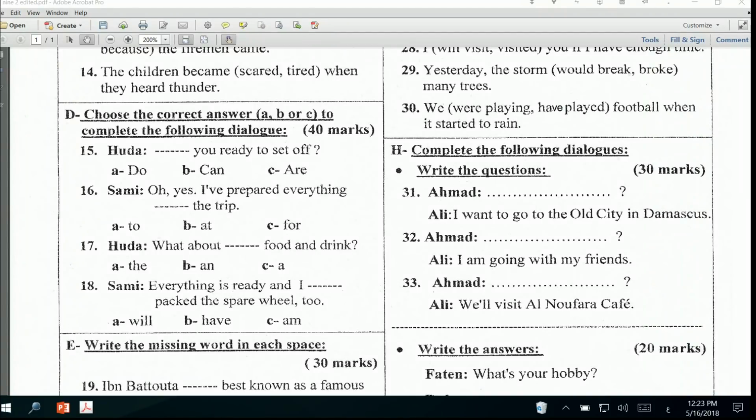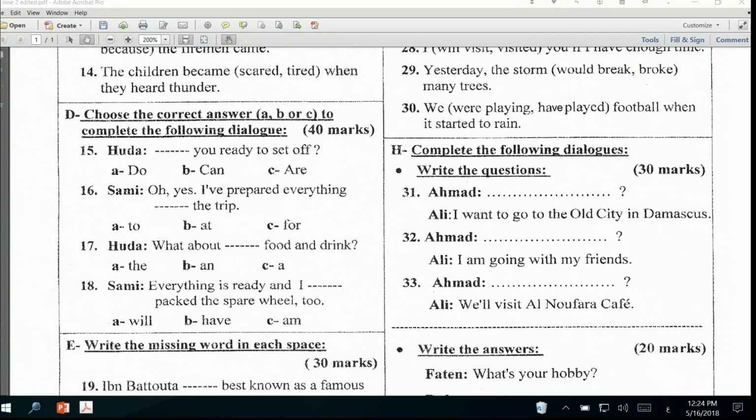Tell us what you advise the student to choose and why. Are you ready to set off? Do A, do B, can C, are. Here, do and can are always followed by an infinitive. So the right answer is only C. Are you ready to set off?